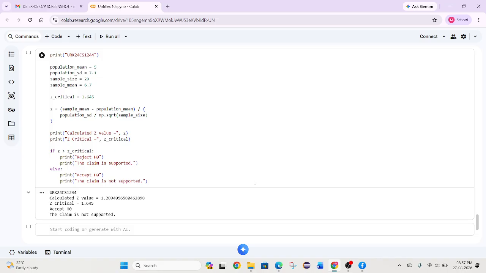Next, here we are using the Z test because the population standard deviation is known, and it is given as 7.1. The formula is Z equals sample mean minus population mean, divided by population standard deviation over the square root of the sample size. Therefore, at the 5% significance level, we do not have sufficient evidence to support the claim that this special high-protein grain significantly increases the weight gain.